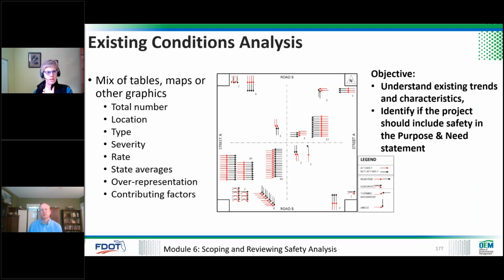For your existing conditions analysis, you want to be looking for a mix of tables, maps, and graphics, looking at all these things: number, type, severity, mode, rate, comparison to state averages, any overrepresentation. Probably PSI should be on this list. But ultimately, what you're looking for is to understand existing trends and characteristics, and specifically, should safety be in the purpose and need statement? And if the answer is no, the answer is no, and we're doing a good job with our system. So those are things to think about with existing conditions.